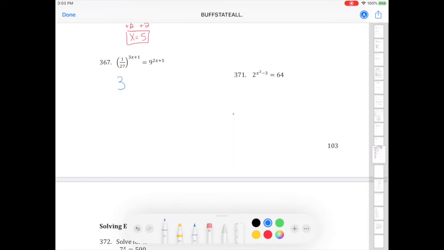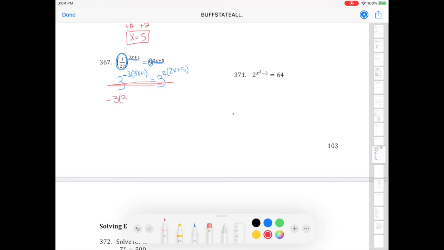So for 27, if I need to write 27 with a base of 3, notice the 27's in the denominator, which tells me right away it's got to be a negative exponent. And 3 to the third power is 27. Now, that's just rewriting this piece right here. I have to bring down the rest of this exponent because it's still part of the problem. I'm going to bring it down as 3x plus 1 next to that negative 3 that goes along with my 1 over 27. I know this is equal to, I have to also write that 9 using a base of 3. 9 with a base of 3 is going to be 3 squared. And then same idea, I still have to bring down the exponent that's already there, 2x plus 5.